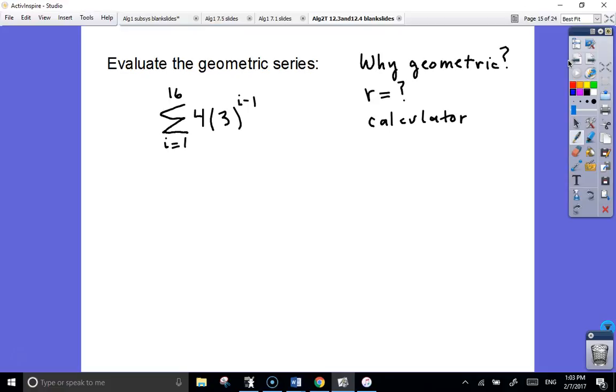Okay. What is the r? The r is whatever is being raised to a power. So it's 3. Right? That's why every time you increase the i by 1, you get another factor of 3. You just multiply by that number again. Okay, well that's what r does. Okay. And how do you find the first term?